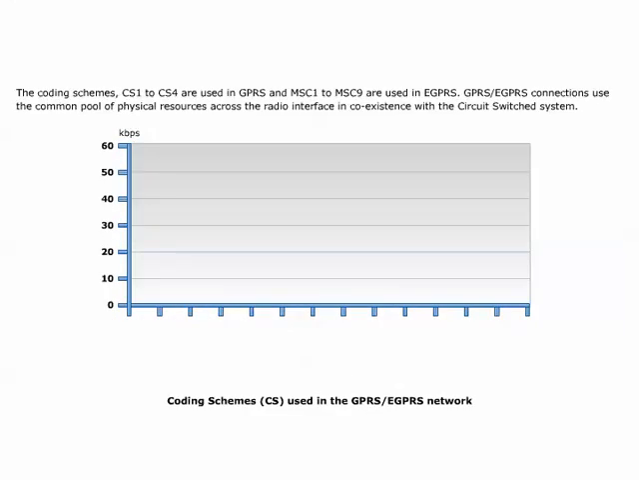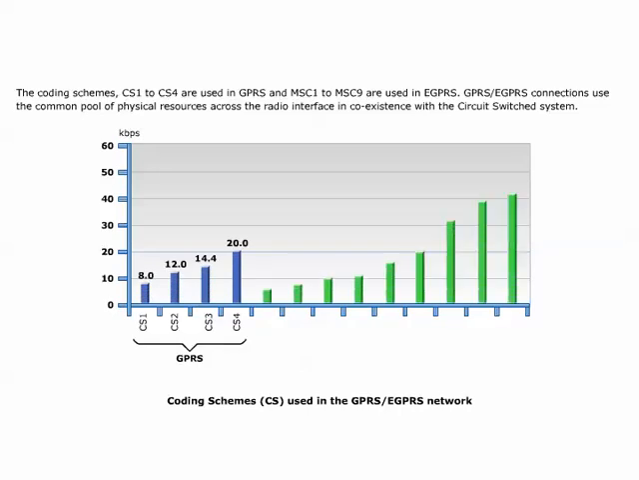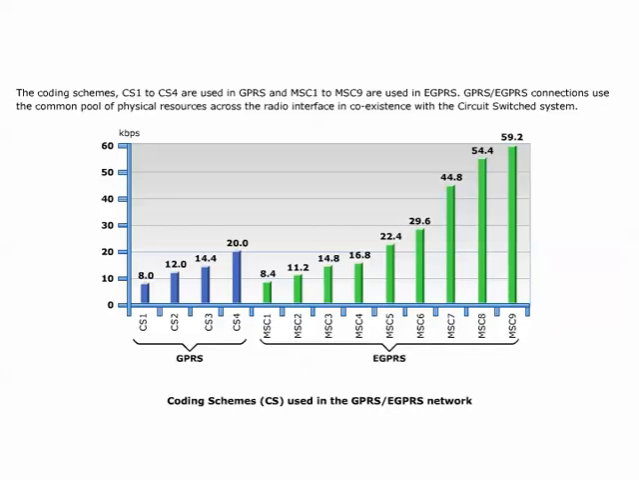The coding schemes CS1 to CS4 are used in GPRS and MCS1 to MCS9 in eGPRS. The system allocates the air interface resources attempting to provide the highest user rate and therefore selects a proper coding scheme. GPRS, eGPRS connections use the common pool of physical resources across the radio interface in coexistence with the circuit switched system. This makes it possible to mix GPRS, eGPRS channels with CS channels in a cell.